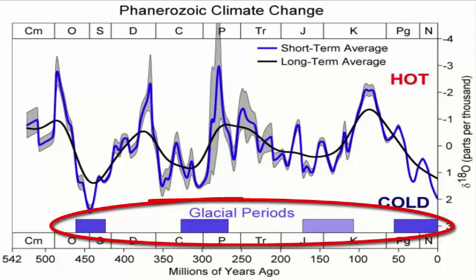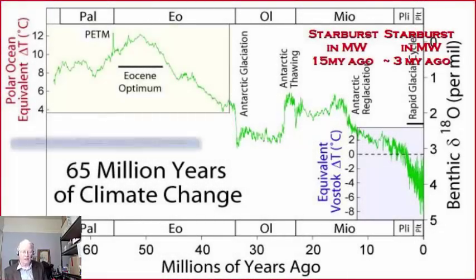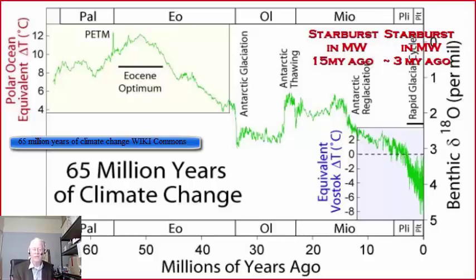Now next we'll go a little closer to the present. We'll look at the last 65 million years. And again, most of the last 65 million years has been much warmer than it is right now.